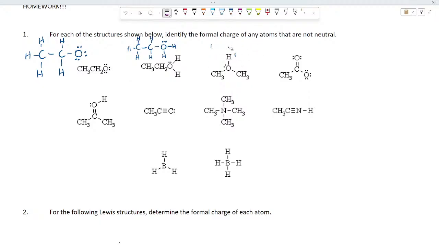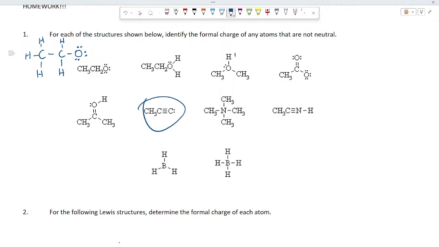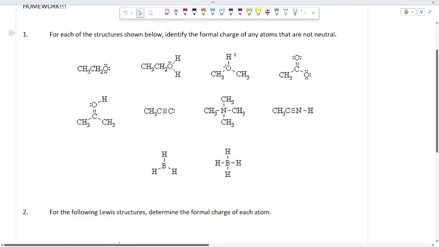No, the third one, sixth one. CH3C triple bond with C. Which one are we looking at? Here? 6. Yes, that's a C. How it's 2. It's going to have a big old formal charge, isn't it?